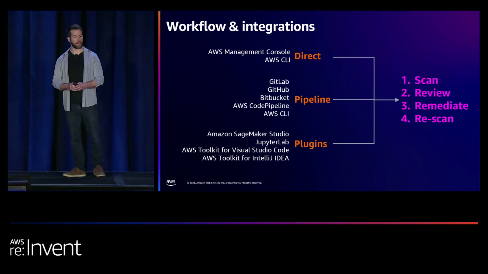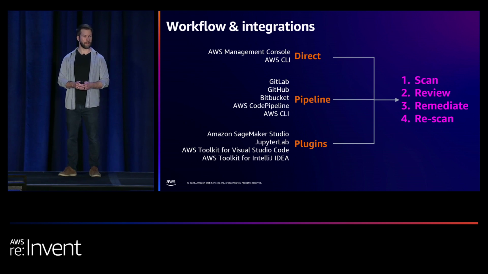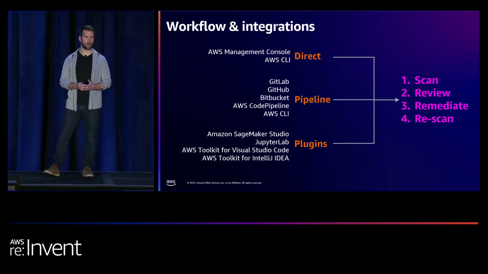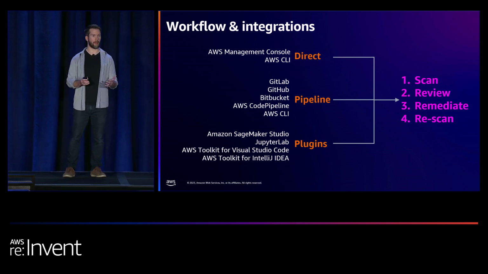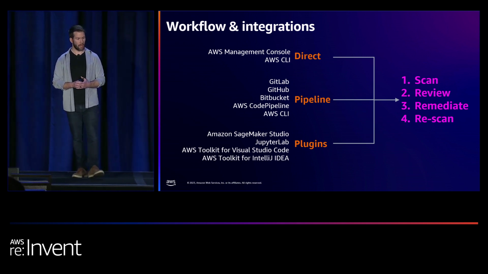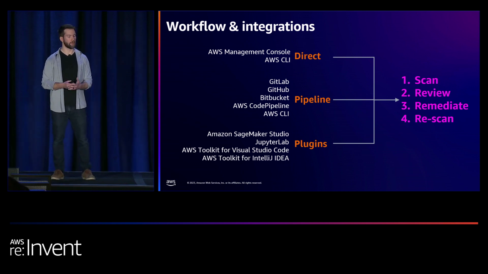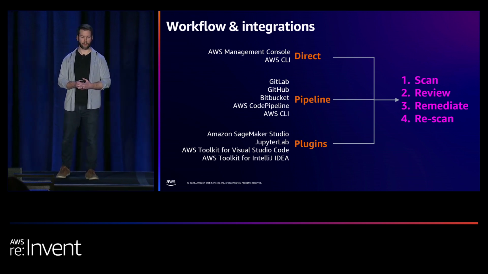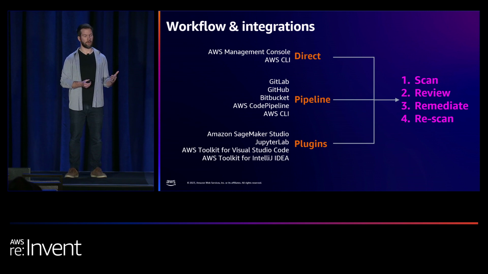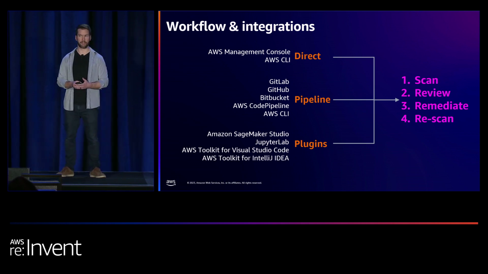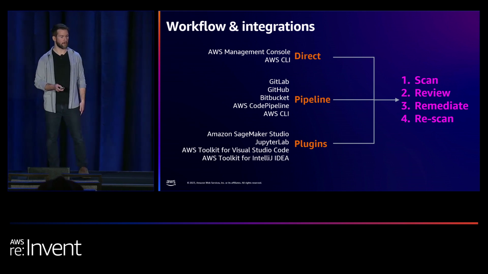In terms of workflows and integrations, there's various ways that you can use CodeGuru Security. You can directly interact with it by uploading source code in the AWS Management Console or in the AWS CLI. You might want to integrate it within your pipeline or GitLab or GitHub if you're using those. Or you can use it directly within your IDE using one of the available plugins. The workflow is pretty simple at that point. You just scan your source code, allow it to review and produce findings of potential security issues. And then you want to remediate those using the suggested remediations and let it automatically rescan and close out the bugs.